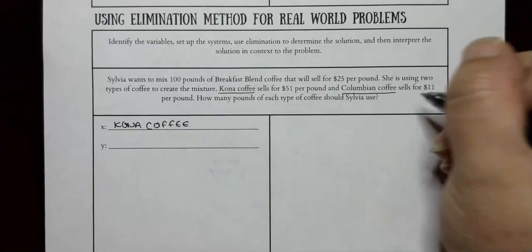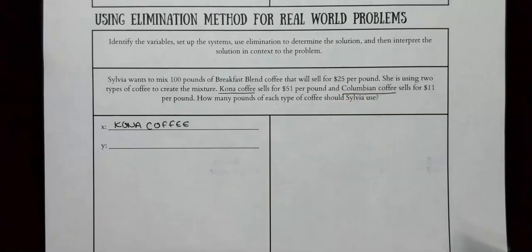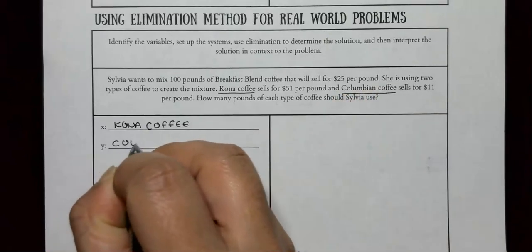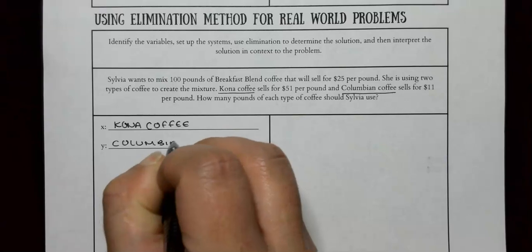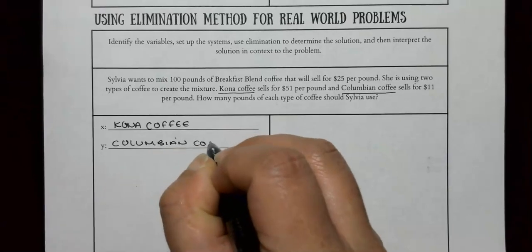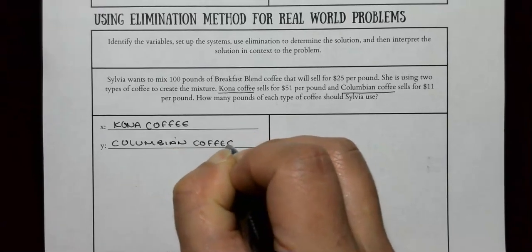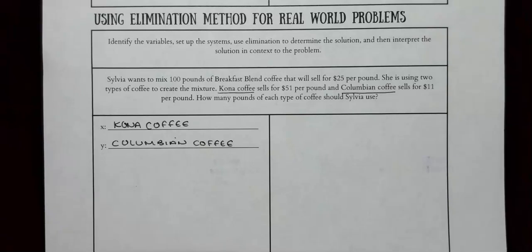Okay. And specifically, we're talking about how many pounds of Kona coffee, but let's just leave it as Kona coffee. All right, same thing. Our second coffee is Colombian, so we're going to say Colombian coffee. And we're talking about how many pounds of Colombian coffee we're going to use.